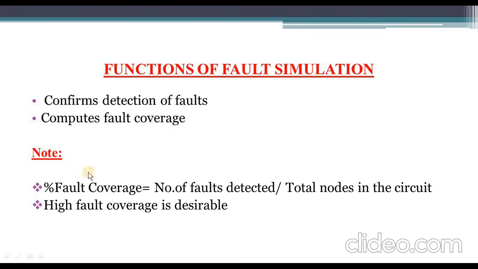Here the fault coverage is expressed in percentage. It is the ratio of the number of faults detected to the total number of nodes in the circuit. So that is nothing but fault coverage, expressed in percentage. Always remember, high fault coverage is desirable and low fault coverage is not desirable. Mostly we can observe high fault coverage in digital designs.